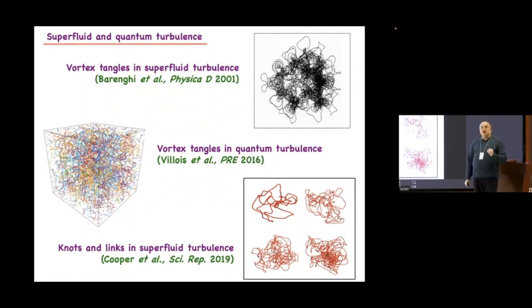Now, these knots, of course, they form, they reconnect, and then they cascade towards, say, simple loops before disappearing. So they follow exactly the cascade that you would expect for classical structures.